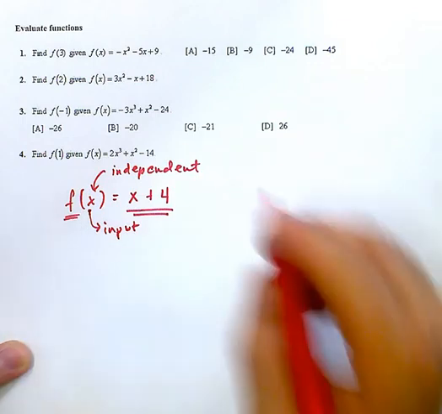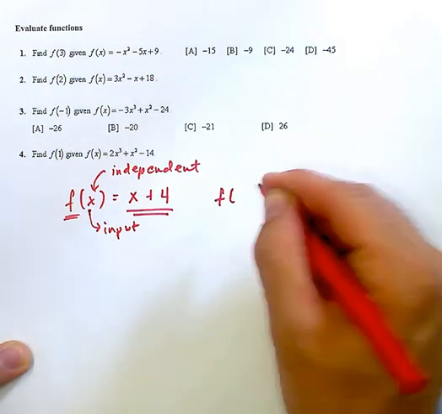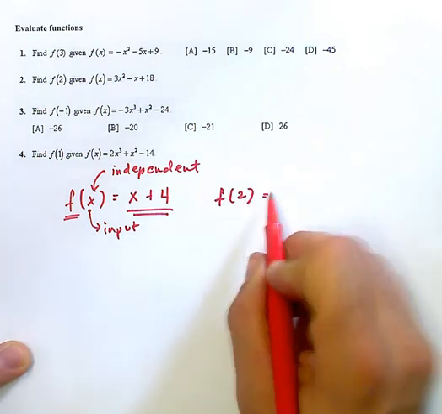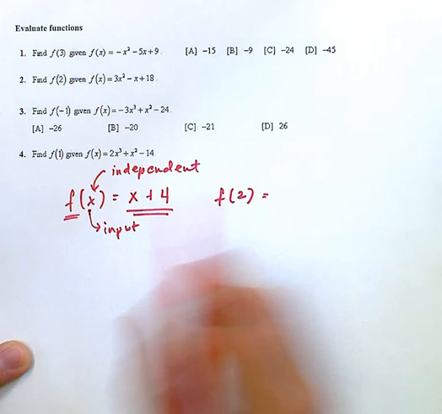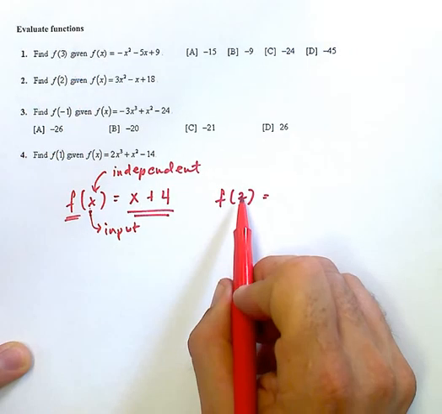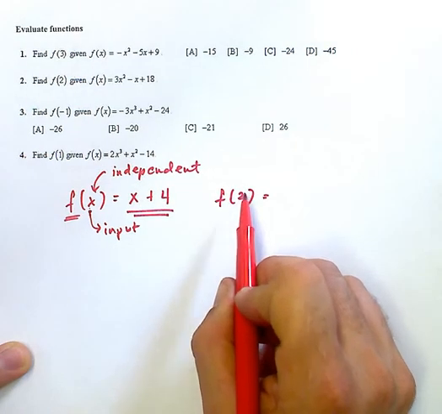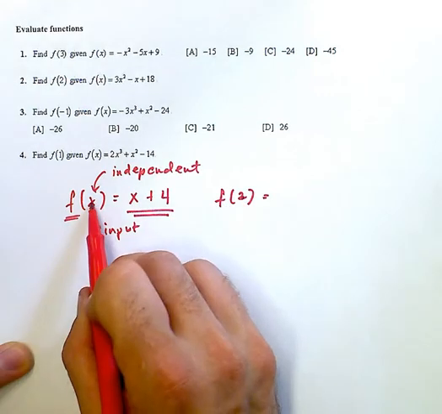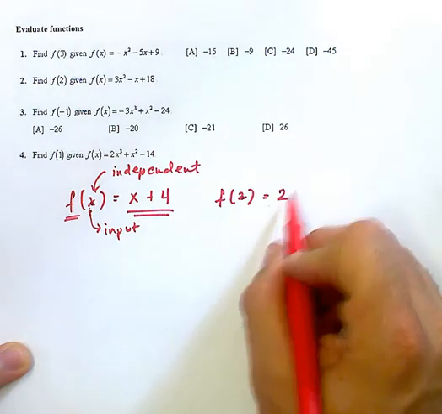So if you say, what is the result of my function if I put in an input of 2? Meaning, whatever I put in these parentheses, I'm putting a 2 into my function. Whatever's in these parentheses is basically whatever your x is. So I end up putting a 2 plus 4.